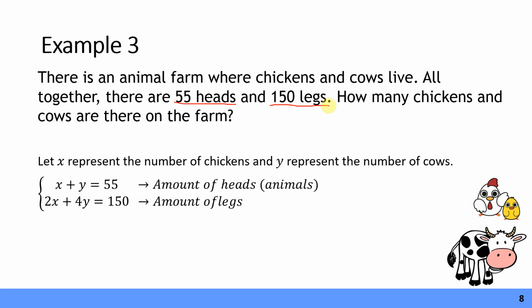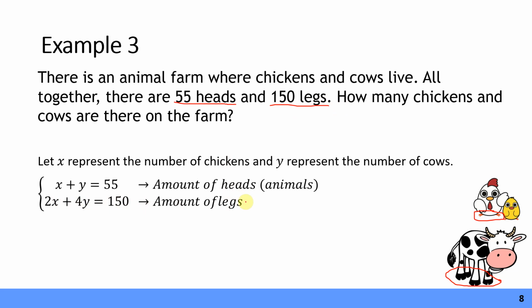So here's where you have to have some sort of animal knowledge, right? So hopefully you know that chickens only have 2 legs, right? Like 2 little legs, whatever they're called. So that's why I put 2x, because the x represents chickens. So each chicken has 2 legs, so 2 times x. And then the cows have a total of 4 legs. So 4 times y because y represents cows. And when I add all of those legs, they're going to add up to 150. So my second equation represents the amount of legs. So we have an equation for heads, we have an equation for legs, so now we can move on.